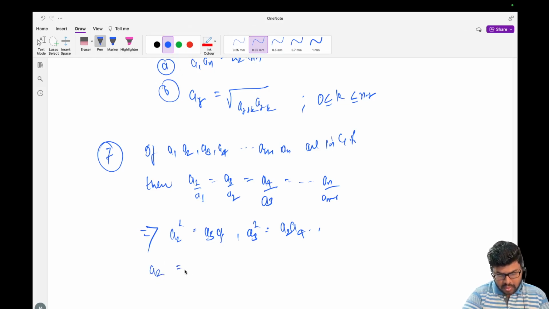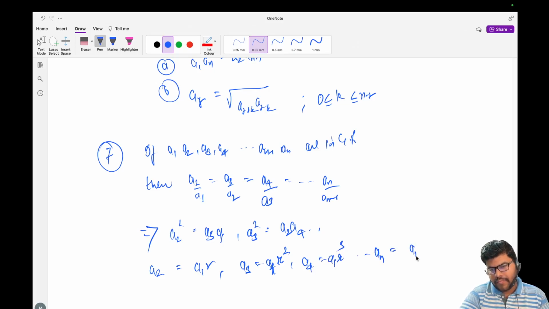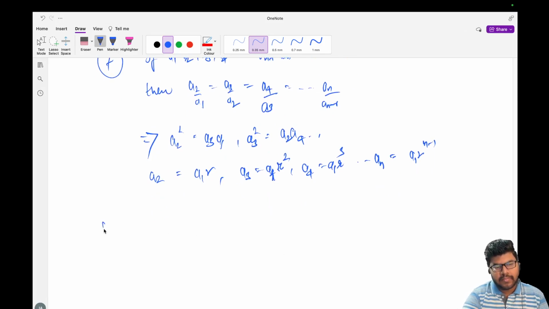Also a2 equals a1 r, a3 equals a2 r, sorry, a3 equals a1 r square, a4 equals a1 r cube, and so on, an equals a1 r power n minus 1, right? Where r, children, is the common ratio, okay?